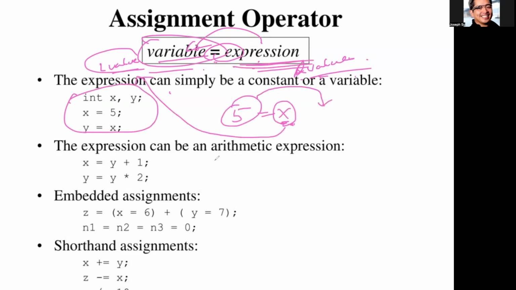You can also have arithmetic expressions in the expression that we saw earlier. This could be referred to as, if y is x, this could be x plus equals 1. So you can shorthand this. You can also have embedded assignment with parentheses, and this is the level of precedence, or the order in which certain parts of your expression could be evaluated first.